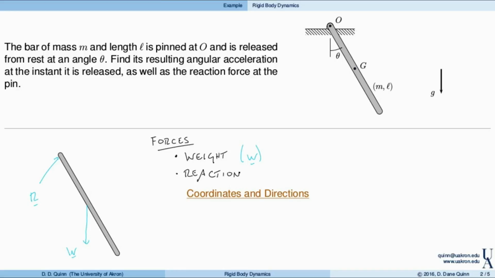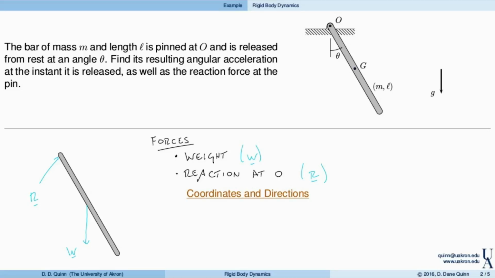So again, we have this reaction force, and the reaction at O is unknown, right? I have no real information about what this force is. I don't know its magnitude, I don't know the direction, I don't know anything about components. It's just some force that acts at the pin. So now, let's move on and look at the coordinates and directions that we need to define to describe the configuration of the bar, its motion, and hopefully any forces that are acting on this.